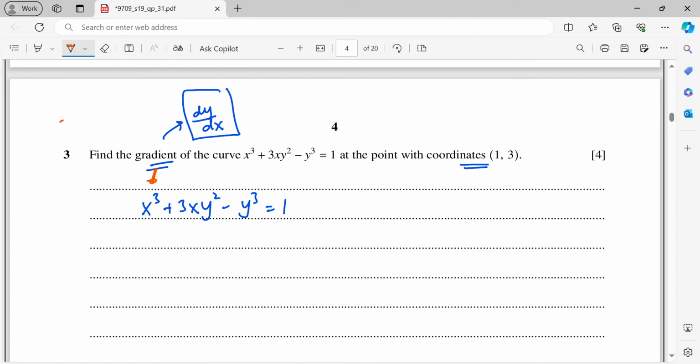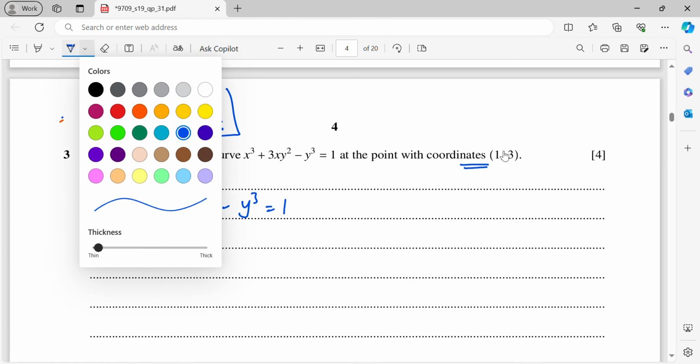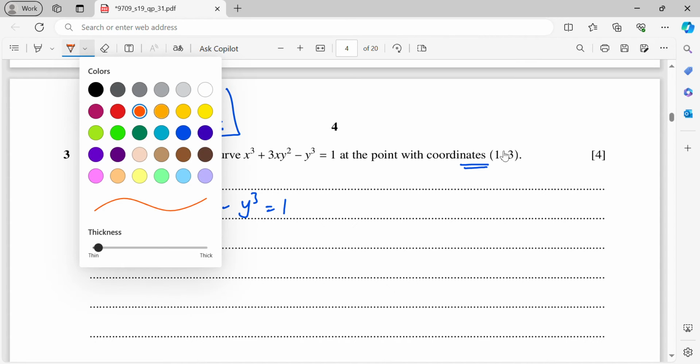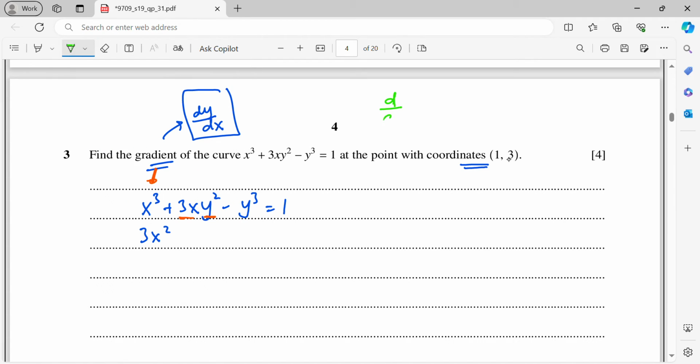Firstly, differentiate x cubed with respect to x. Just differentiate as usual because it's the same variable, then you will be getting 3x squared. Now for the second term, be careful with this. This is 3x times y squared, so this is basically the product rule. I have to differentiate using the product rule, whereby d over dx of uv is uv prime plus vu prime. My u is 3x, my v is y squared.